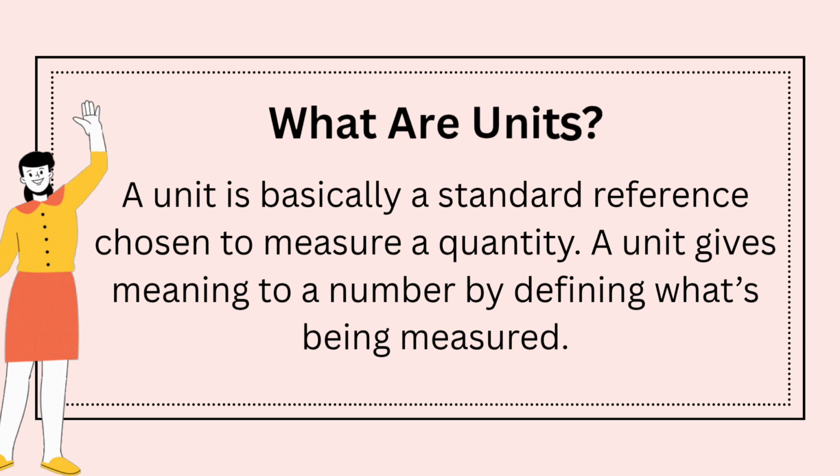So, what are units? A unit is basically a standard reference chosen to measure a quantity. It tells you what you're measuring and in what terms. For example, if you say 5, it's meaningless. But if you say 5 kilograms, now we know you're talking about mass measured in kilograms, or if we say 5 meters, now it's a length measured in meters. So in simple terms, a unit gives meaning to a number by defining what's being measured, and without units, we'd literally be lost in translation.